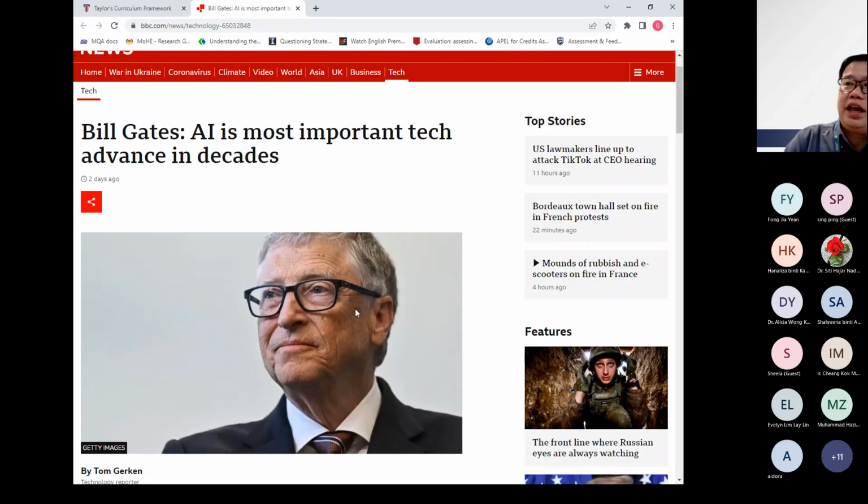Bill Gates: AI is the most important tech advance in decades. Now, this gentleman, all of us know him, and normally I tend to follow him. Our friend is quite good, okay? He's quite an intelligent fella. I think I'm undercutting him. He's a very intelligent fella, and I think most of what he says makes sense.